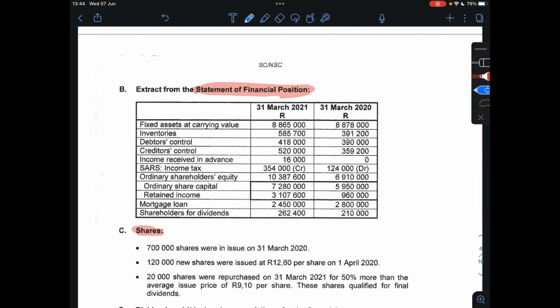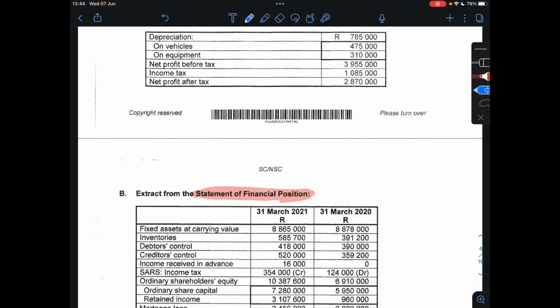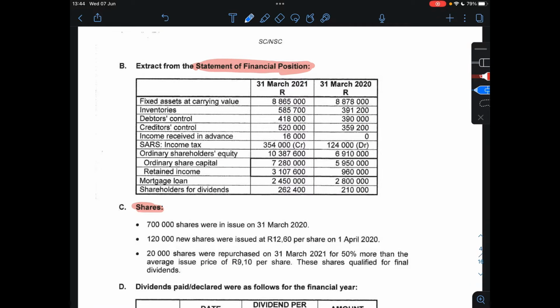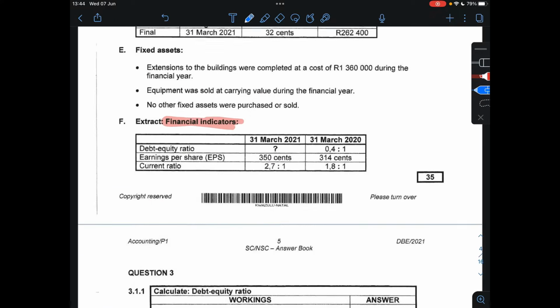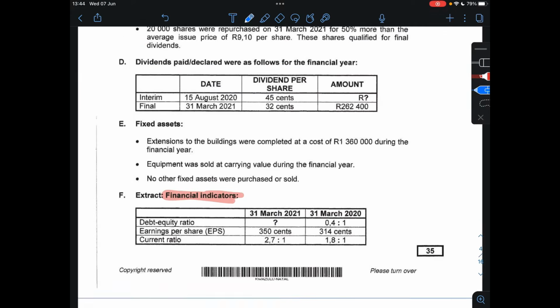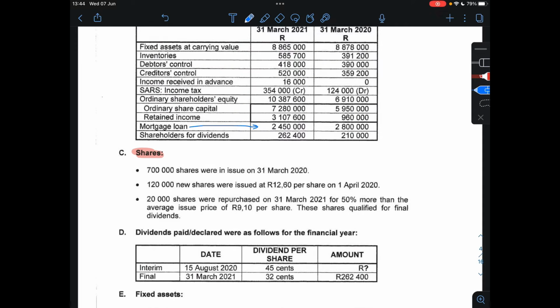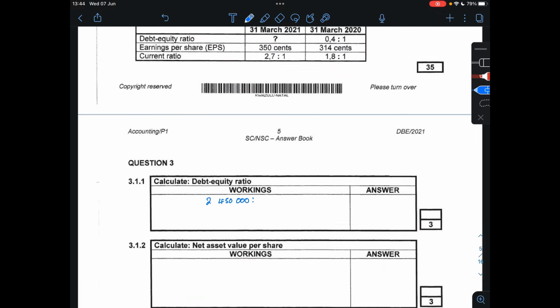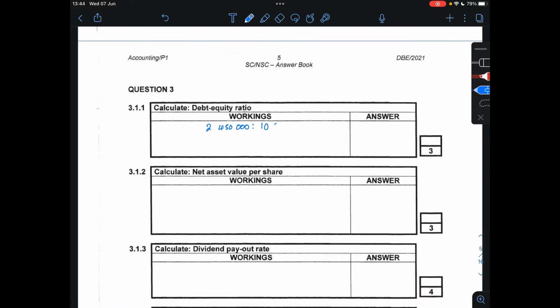Going to the information that you are provided with, your non-current liabilities, which will be a loan, you're given a total amount at the end of 2,450. It's 2,450 to your equity of 10,387,600. And then when you calculate, this is always to 1. Let's see what we get there.